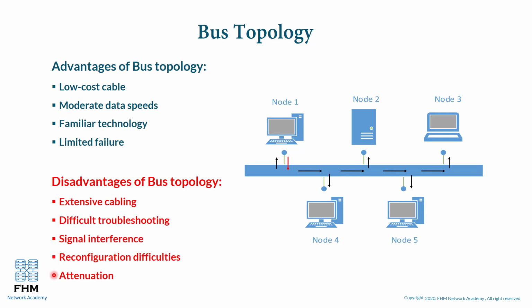Attenuation is another disadvantage of bus topology. We talked about attenuation in a previous video, and you all know what attenuation is and how we could fix it. We can use repeaters to regenerate the signal. So this is all we need to know about bus topology, and we will talk about all of these topologies in detail in next videos.